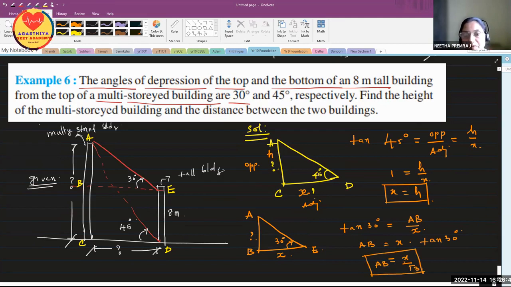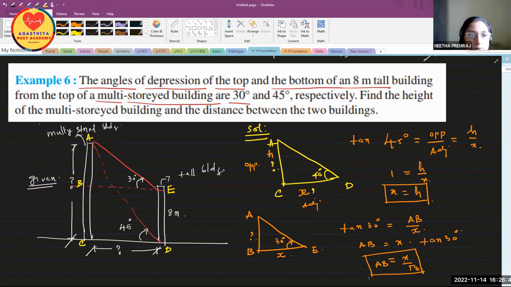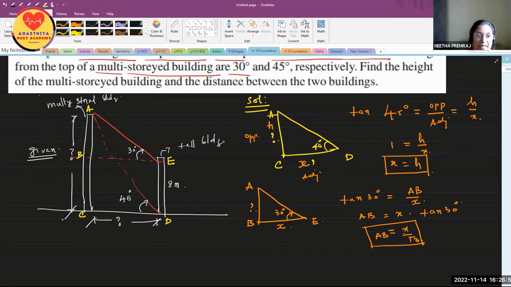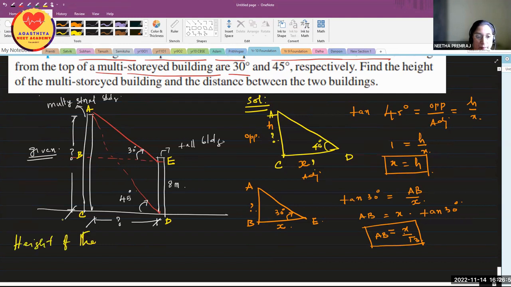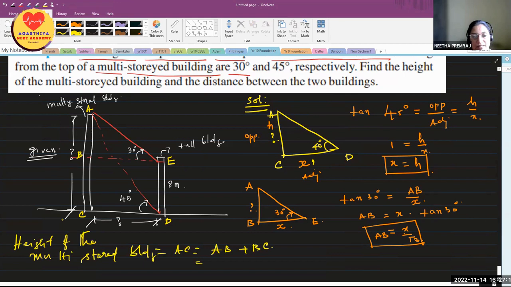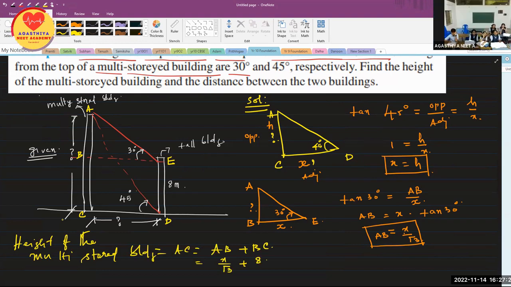Now what? We will see. Wait. You know that, what is AC? AC is the height of the multi-storied building. That is equal to AB plus BC. What is AB? AB is X by root 3. Yes. BC is, what is BC? Very good, 8, isn't it?